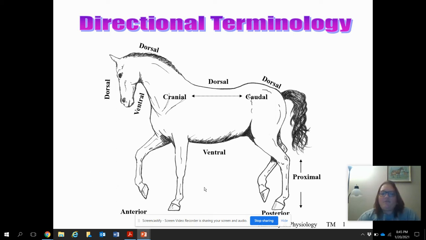All right, we also have proximal and distal. Proximal is closer to the animal's body or closer to the midline of the animal, and distal is further off in the distance, so further towards the hoof. So my elbow is proximal to my wrist. My wrist is off into the distance, that is more distal, and my elbow is more proximal because it is closer to the body.